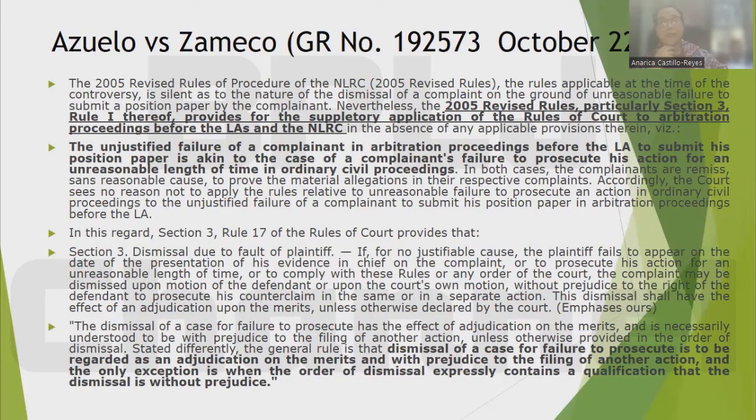We have the case of Asuelo versus Sameco. With respect again to labor cases, proceedings before the labor arbiters, as well as proceedings in the National Labor Relations Commission, the revised rules of civil procedure will only be of supplementary application.